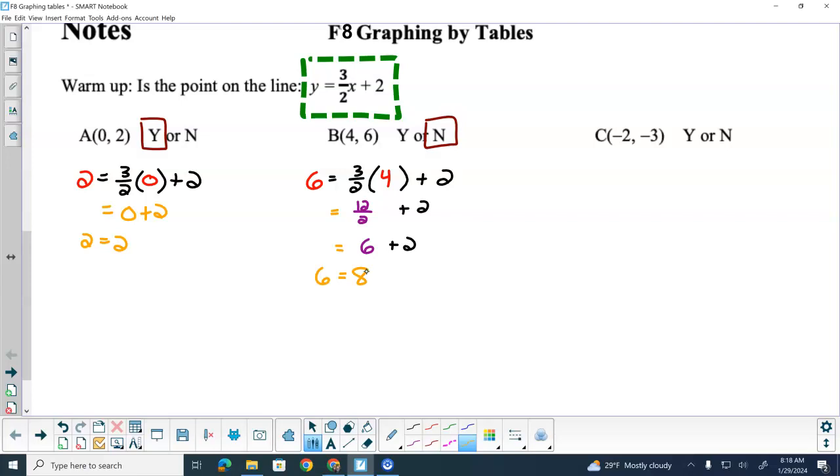Okay. Last one, negative 2 comma negative 3. So then we have negative 3 equals 3 halves times negative 2.